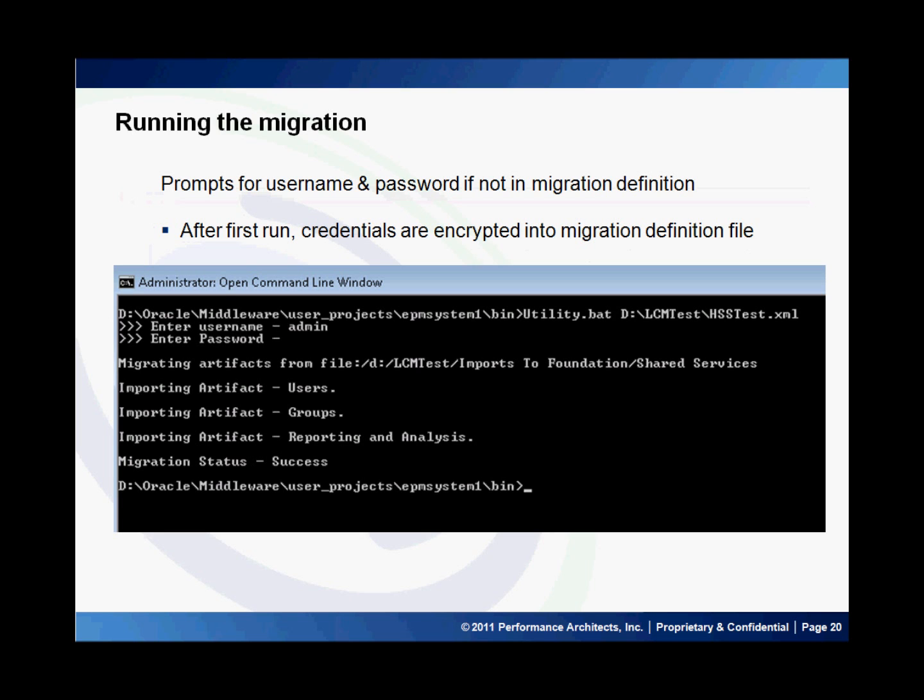Now let's look at how we execute the migration. The migration can be executed using the utility.bat script, which is under the user project's EPM system bin folder. The only parameter you need to pass to this is the XML file, which is the migration definition. On executing this the first time, you'll be prompted for the username and the password, and after the first run, these credentials are encrypted within the XML file. And as part of the run, it shows which artifacts were imported, as well as the migration status.